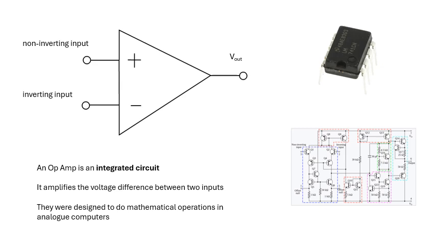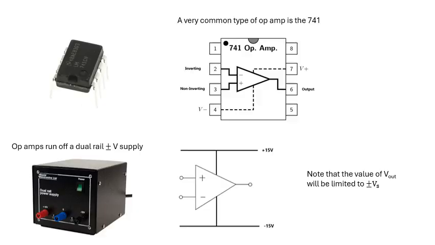Originally they were designed to do mathematical stuff in analog computers before digital computers. So mathematical operations, that's why they're called op-amps. A very common type of op-amp is the 741. There's lots of others. And so this chip has this circuit called an operational amplifier built into it. You look at the data sheet when you buy these chips and it'll tell you what all the different connections are. And you've got the power supply inputs as well, V plus and V minus.